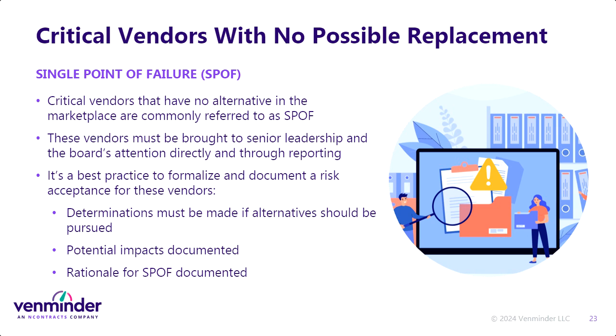One type of critical vendor that's worth highlighting is one that has no possible replacement, otherwise known as a single point of failure. For example, a vendor that provides a highly specialized software solution could be a single point of failure if no other vendor in the marketplace can provide a similar solution. These vendors must be reported to senior leadership and the board, and it's a best practice to document a formal risk acceptance for these types of vendors. That acceptance should determine whether an alternate vendor should be pursued.